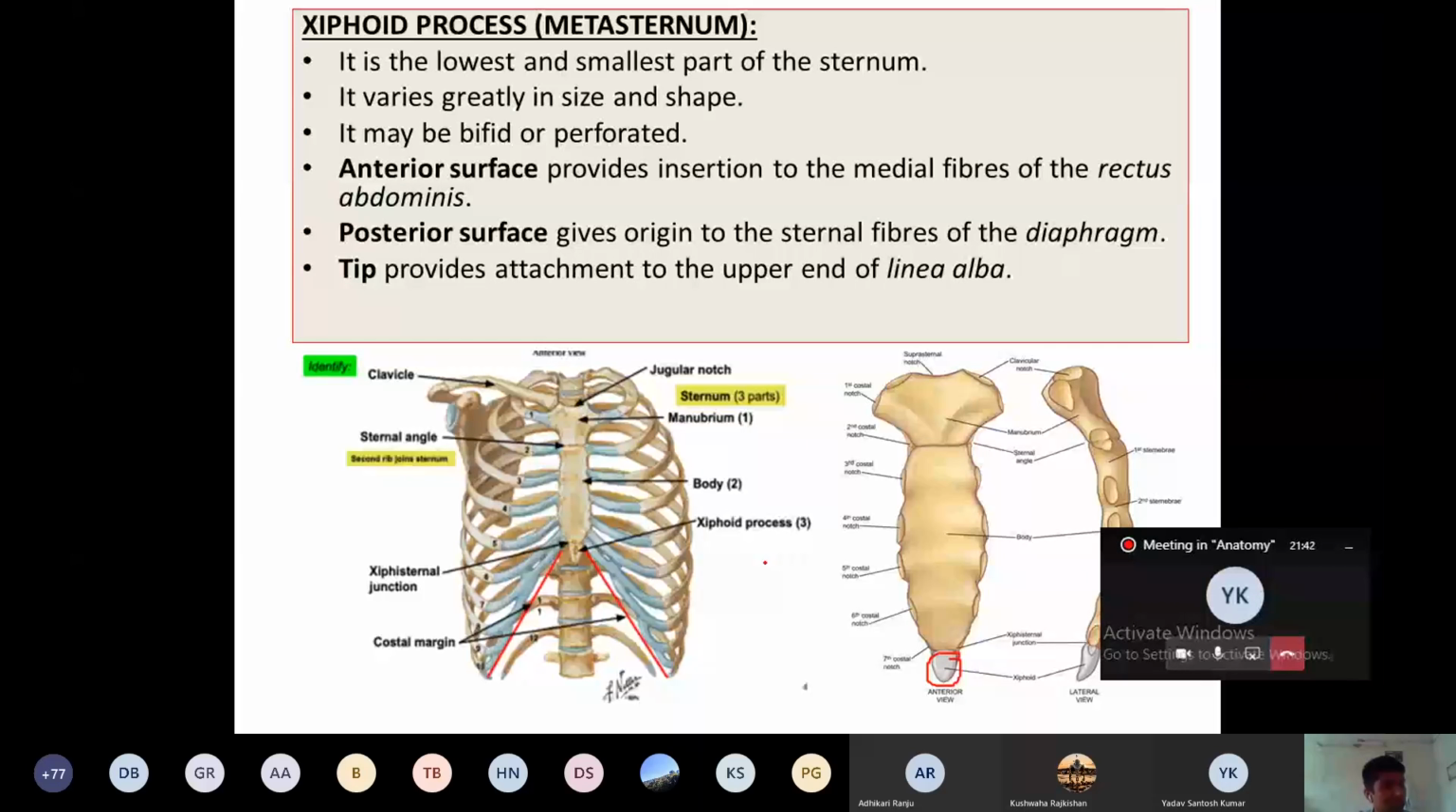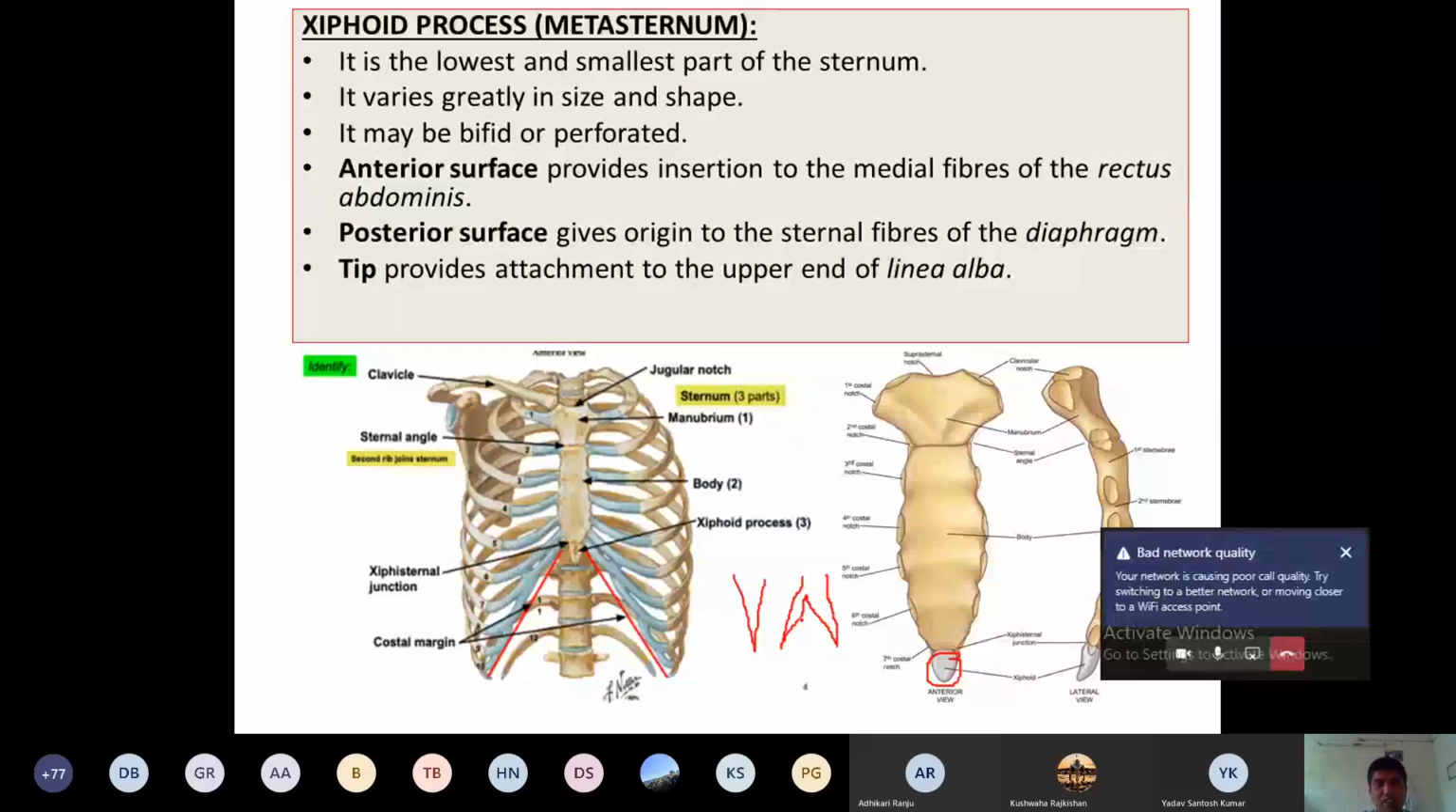Bifid means, here you can see, I haven't drawn a bifid process. See, I'll draw here. Some of the xiphoid processes are pointed like this, unifid you can say, and some are bifid like this. The lower part of the xiphoid process will diverge like this. So this is known as the bifid xiphoid process. And in some xiphoid processes, you can see a perforation, like this. There is a hole in some of the xiphoid processes. So this is known as the perforated xiphoid process.